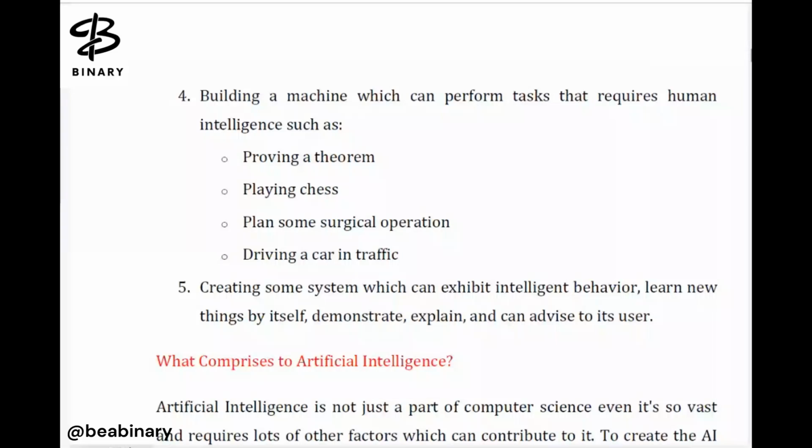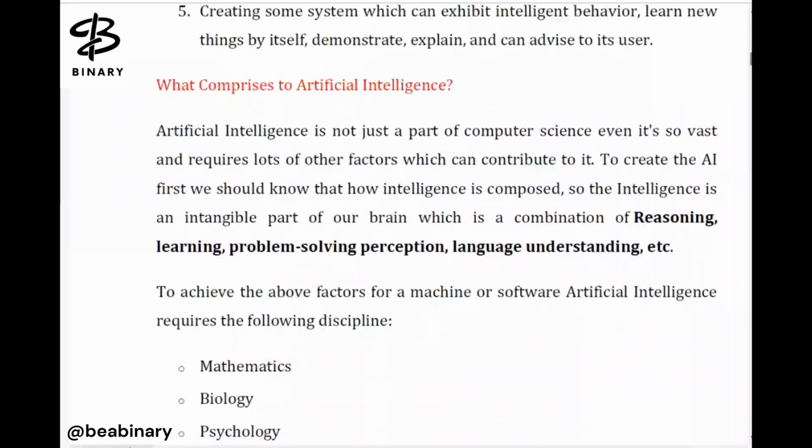Now, what comprises artificial intelligence? Now, we have read a definition here, so what is artificial intelligence? We have also discussed what we are talking about in artificial intelligence. So artificial intelligence is not just a part of a computer; it is so vast and requires lots of factors which can contribute to it. To create an AI, first we should know how intelligence is composed.